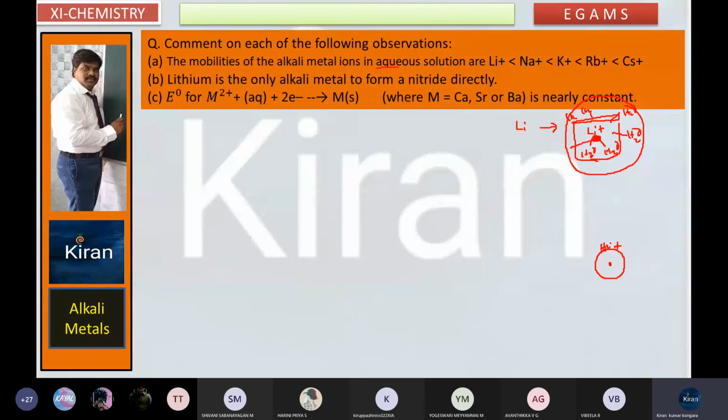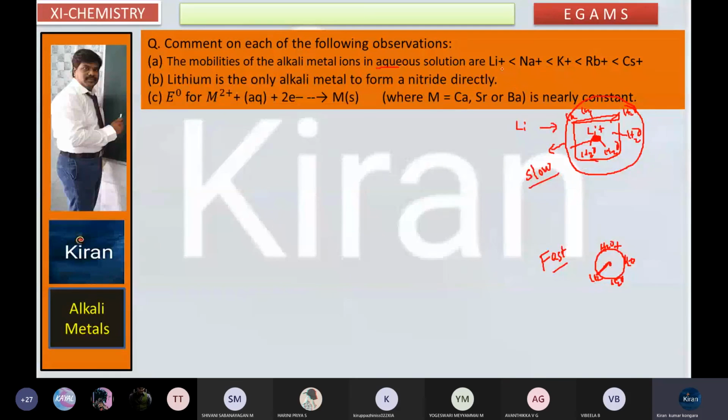So fewer H2O molecules will be attached here. That is the reason its radius is less. So this is a huge, bigger atom. It will move very, very slowly in water or in aqueous solution. But this ion can move faster in aqueous solution. That is the reason the order came here.